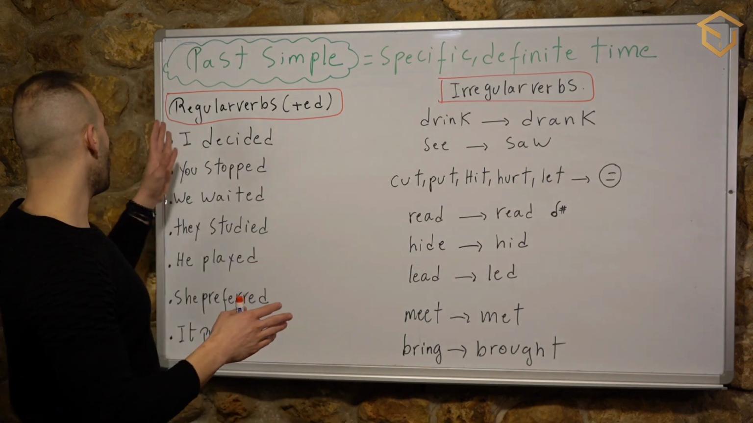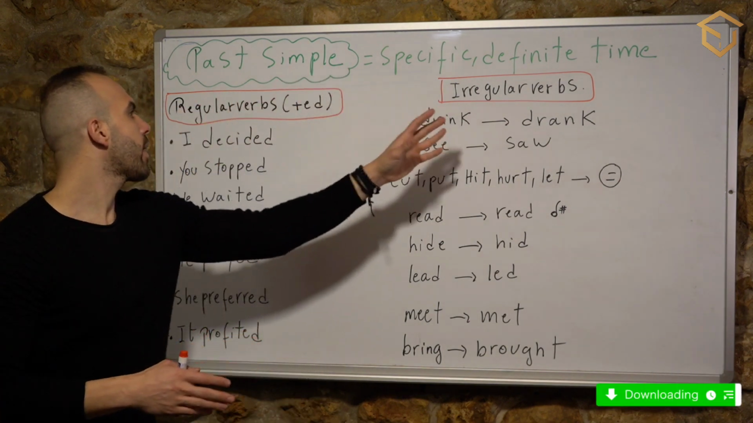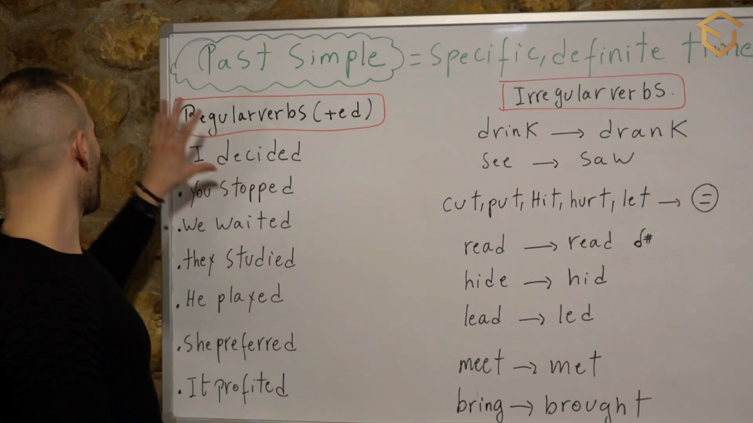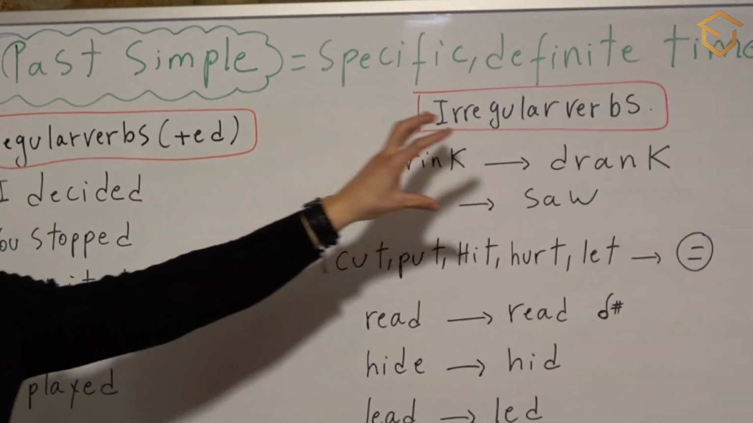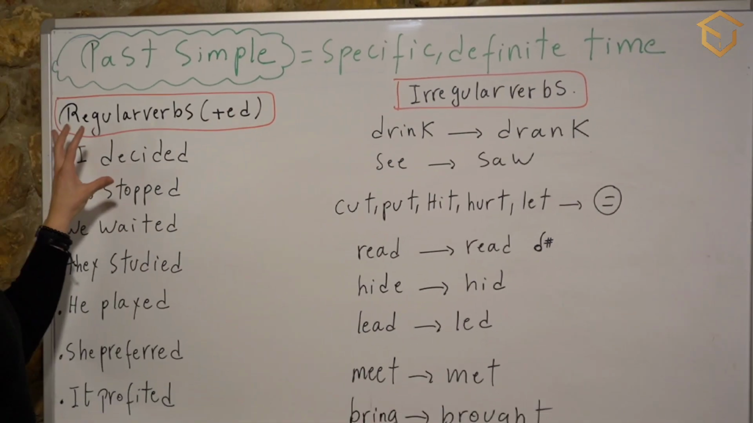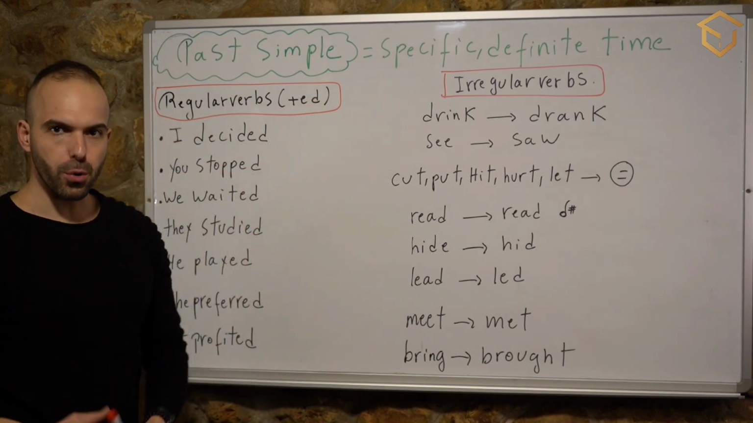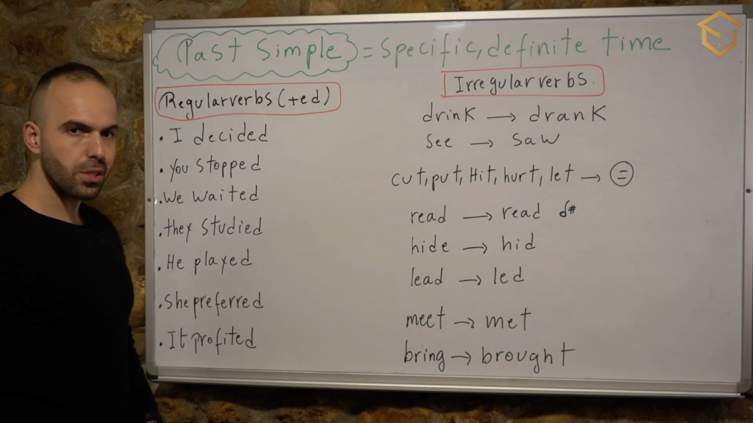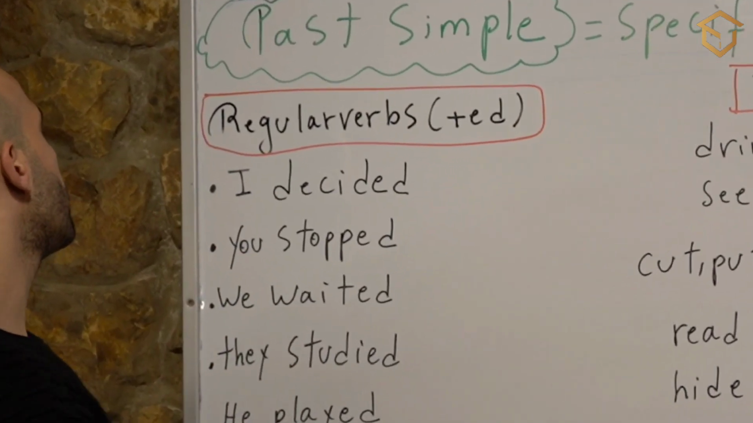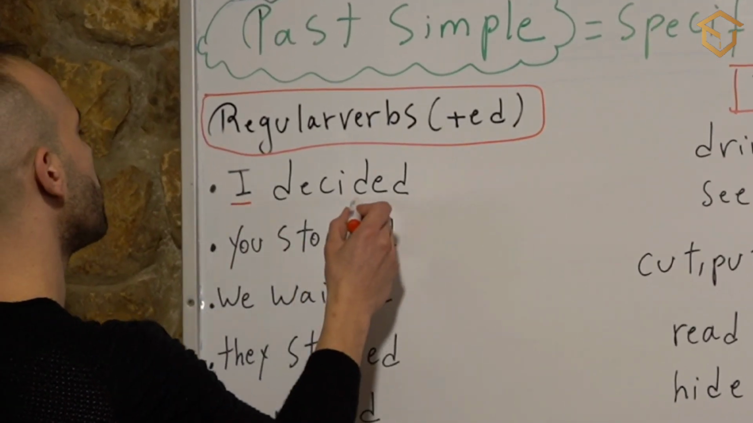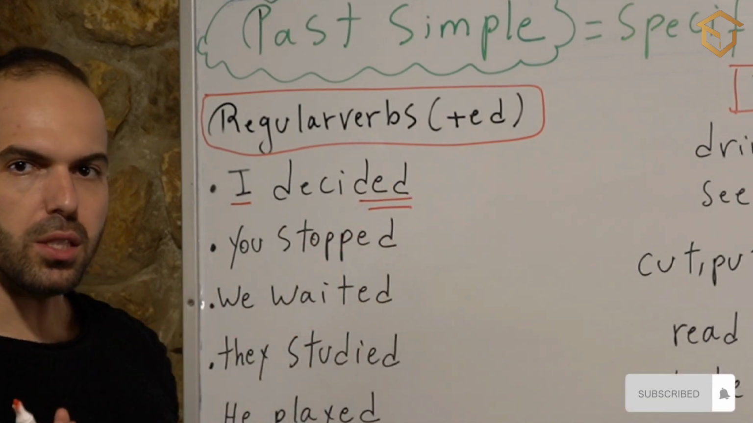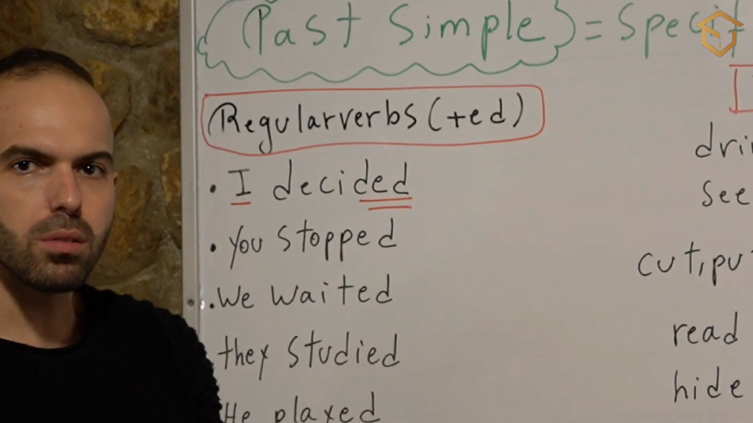Now let's highlight two categories of verbs. We have regular verbs and we have irregular verbs. With regular verbs, we just add -ed to the original form of the verb. Let's see some examples. I decided. We just add -ed. Decide, decided. Quite simple.